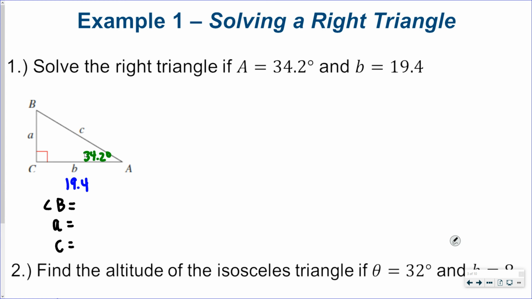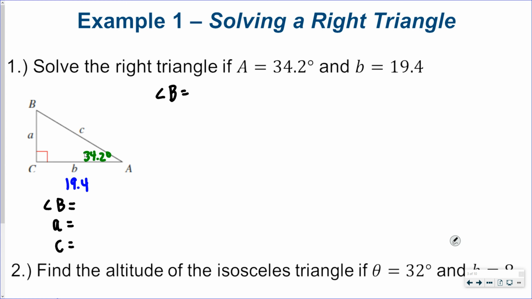Now, the fun thing about these problems is there's different ways to go about it. I was going to start with the easiest one. So, for example, angle B would be really easy to find, because how many total degrees are there in a triangle? 180. Nice geometry skills. And we already know one of them is 90.